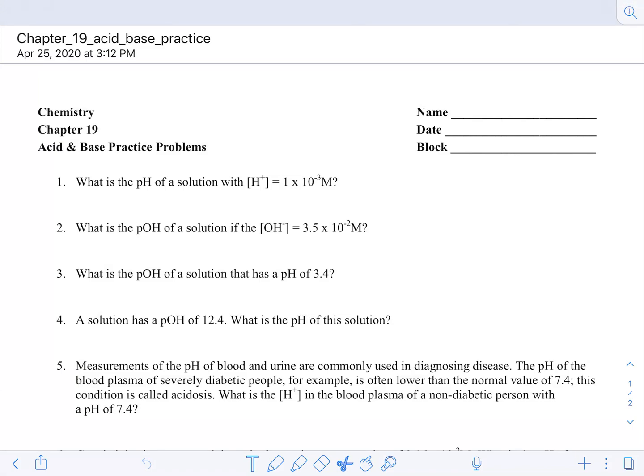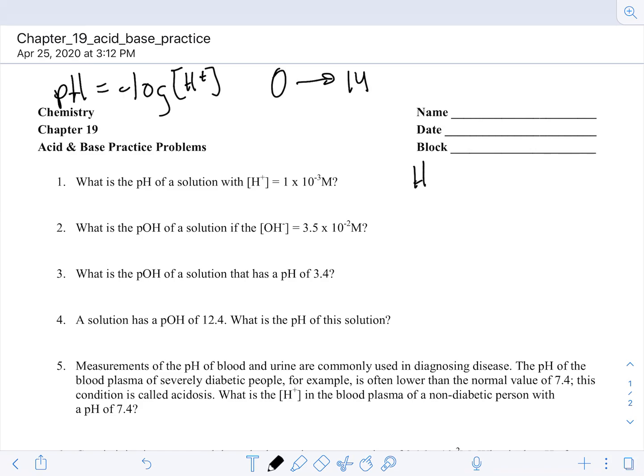Okay, so for this worksheet, you're going to be using pH and hydronium ion concentration and hydroxide concentration. So I don't know if you remember from the notes, pH is equal to the negative log of the hydronium or hydrogen ion concentration. And we said it goes from 0 to 14.